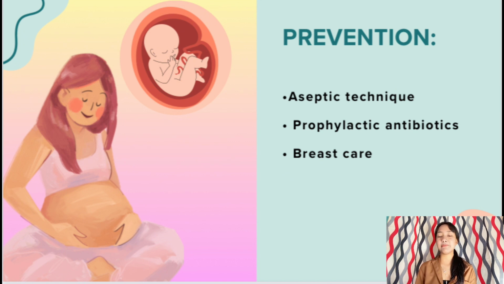Prevention includes aseptic technique, prophylactic antibiotics, and breast care. Aseptic technique: proper aseptic techniques during delivery can significantly reduce the risk of infection. Prophylactic antibiotics may be administered to women at higher risk, such as those undergoing cesarean sections. Breast care: proper breastfeeding techniques and nipple care are essential to prevent mastitis.